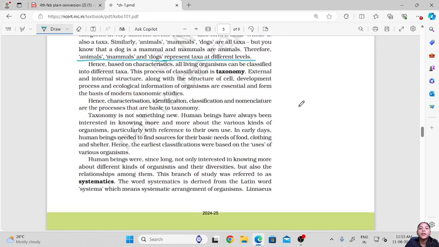Hence, based on the characteristics, all living organisms can be classified into different taxa, and the process of classification is called taxonomy. Since the process of classification is called taxonomy, characterization, identification, classification and nomenclature are all processes that form the basis of taxonomy.